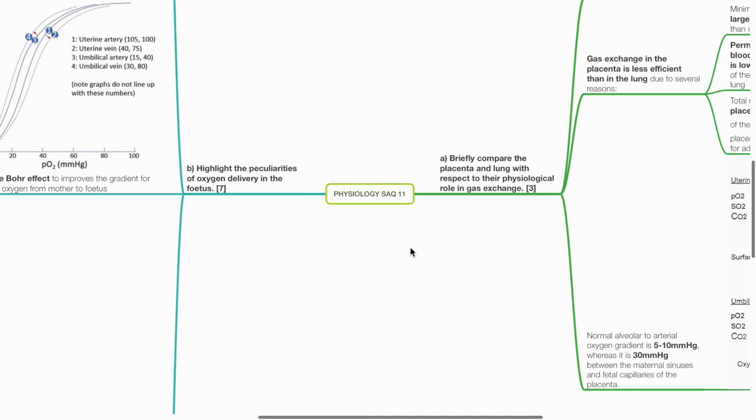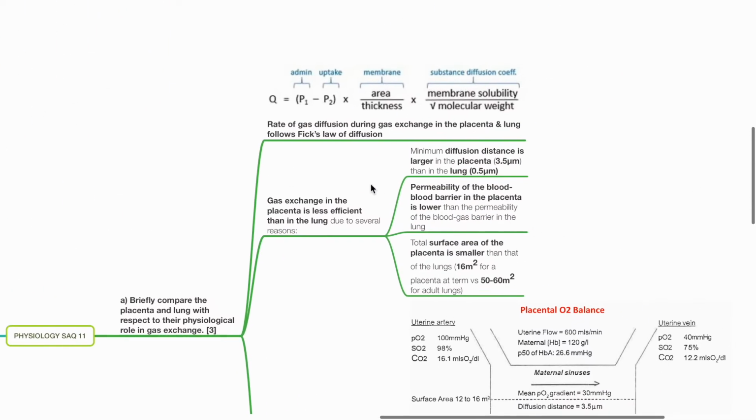Physiology SAQ 11. Briefly compare the placenta and lung with respect to their physiological role in gas exchange, 3 marks. The rate of gas diffusion during gas exchange in the placenta and lung follows Fick's law of diffusion. Gas exchange in the placenta is less efficient than in the lung due to several reasons.